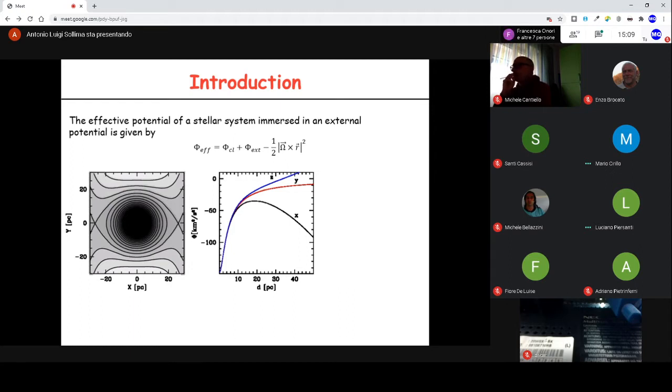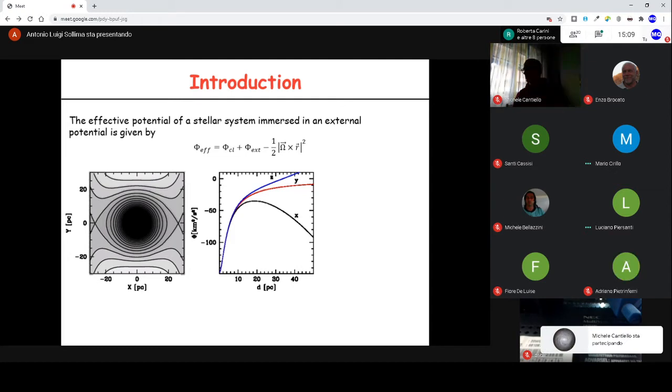And so this combination breaks the spherical symmetry, and you can see that in the left panel, for instance, is the Roche lobe, so the equipotential contours within which the cluster is contained. And you can see that there are two saddle points along the direction which links the cluster with the center of the external potential, so the galactic center. And in the right panel, instead, there is the projection of the effective potential along the three orthogonal directions.